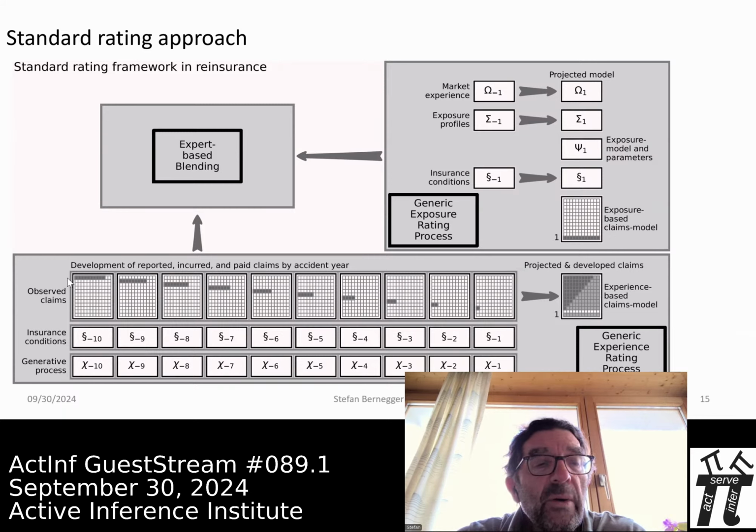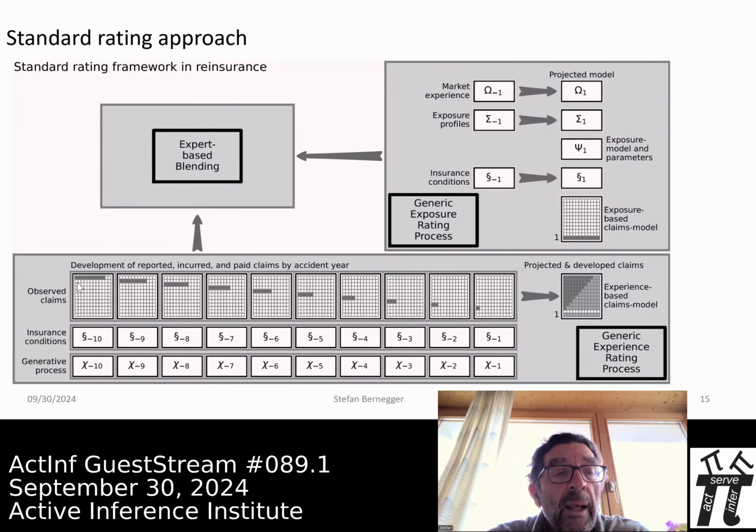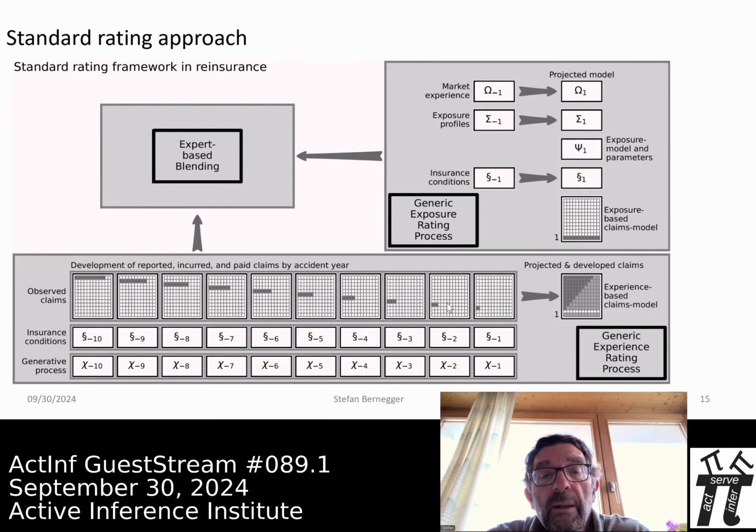What you have down here are claims which are, in this case, 10 years old. I use minus for relative to the underwriting year, so it's underwriting year minus 10. These claims have a reporting pattern of 10 years, so you know the first 10 years of the development. But for the most recent year, which is minus 1, you have only 1 year of development. Now, if you try to do traditional experience rating, there are two things you need to do. You need to project all the past to the future.